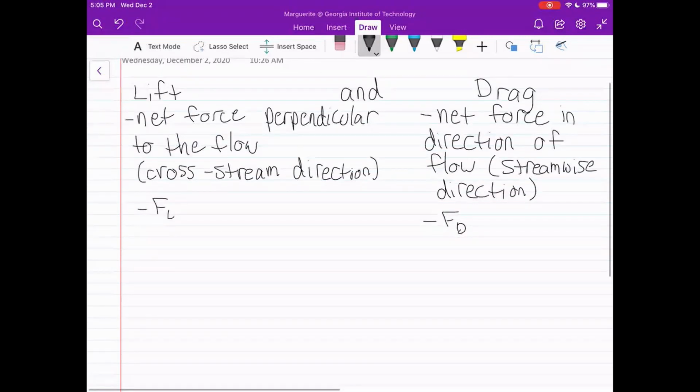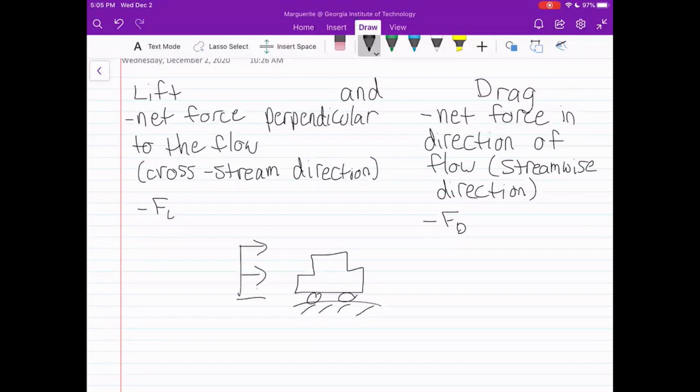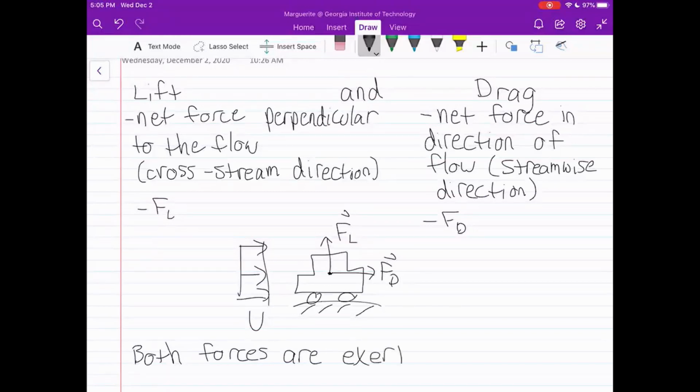So just to give you a picture of what this looks like, we talked about cars a few times last time. If we have our nice car here and it's in an external flow, then the forces we're interested in are the drag force, which acts parallel to the flow, and the lift force. Just to reiterate, both of these forces are exerted by the flow on the body.